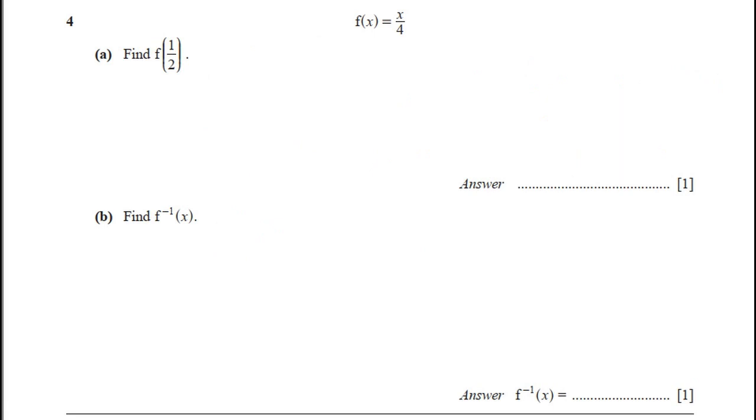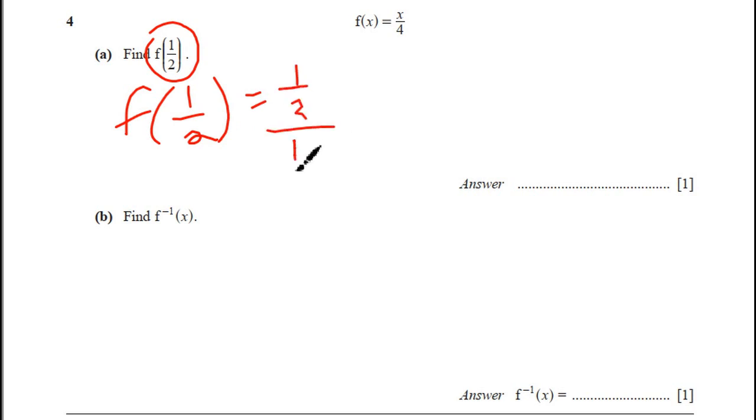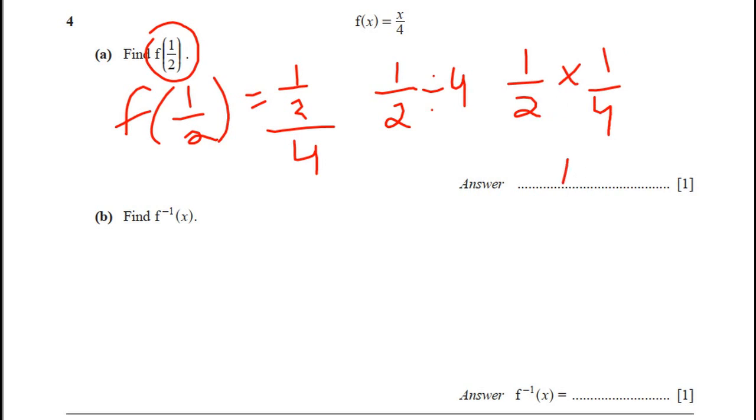Question number 4. Find f of half. So this is f of x. So f of half means instead of x, write half. So f of half is equal to, instead of x, I'll write half over 4. Now this becomes 1 over 2 divided by 4, which becomes 1 over 2 into 1 by 4, which becomes 1 over 8.